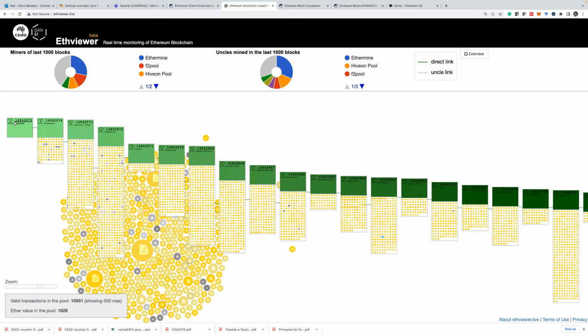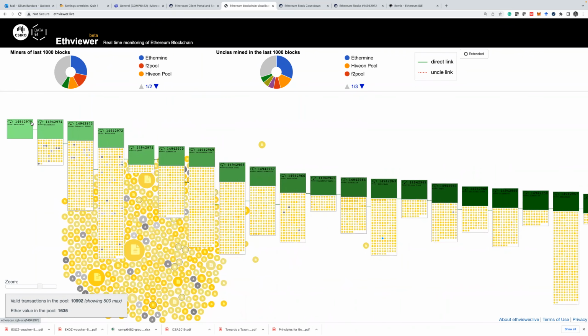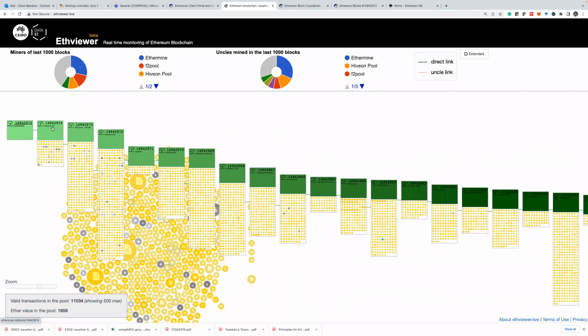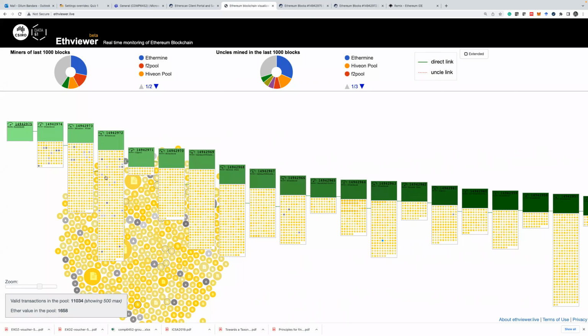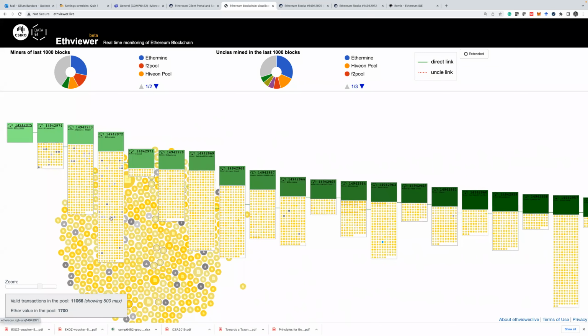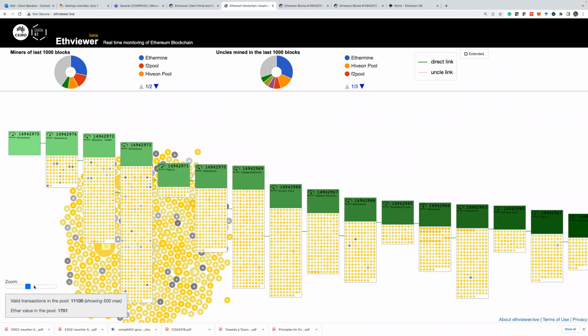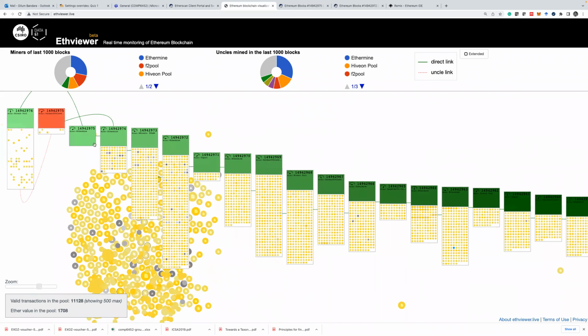So let's say this block is 14 million something. We just go with the last two digits, let's say 75. The one before that is 74. So 75 links to 74, 74 links to 73, like that. And what we are seeing is this particular block has quite a lot of transactions compared to this block, and this one has much less.